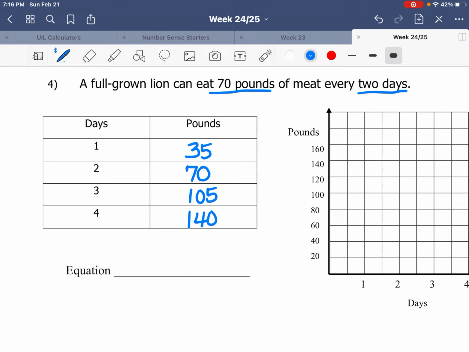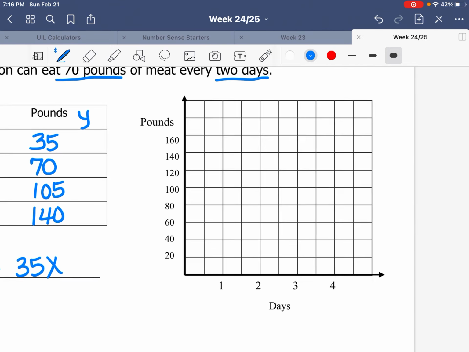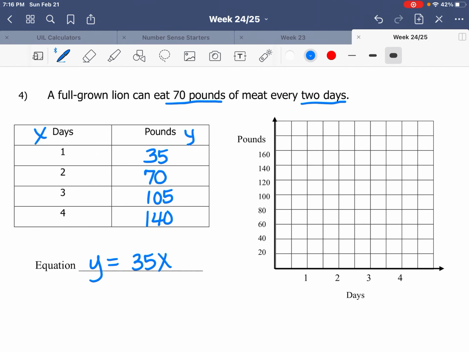We write our equation. Remember, this is your y, this is your x. Always in a table, the x comes first, the y comes second. So our equation is y equals 35 pounds per day, 35x. Okay. Now finally, we'll just graph that right here. They've given us a graph already labeled to write our numbers on.